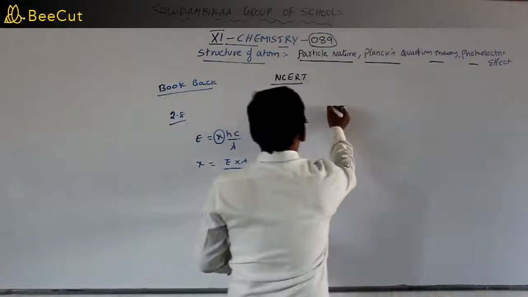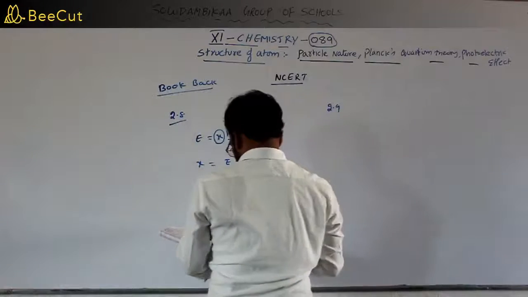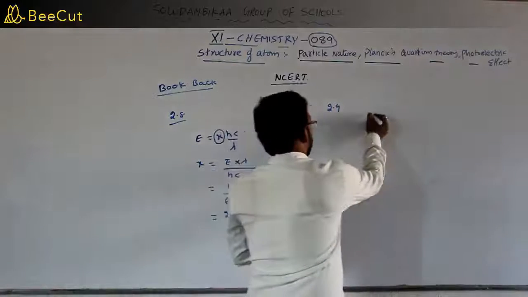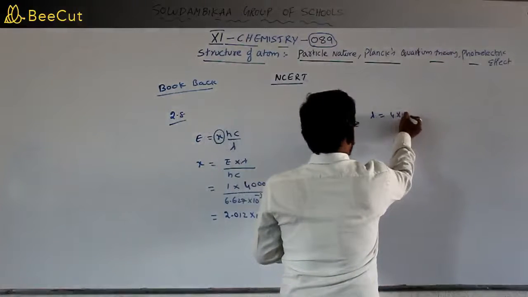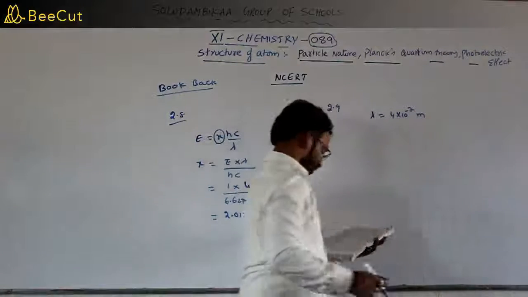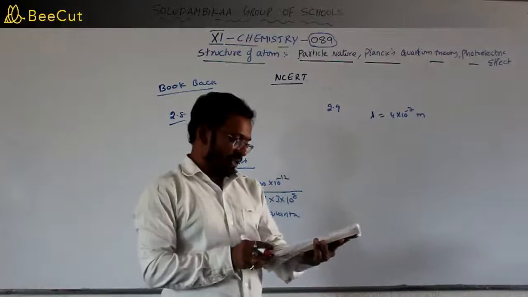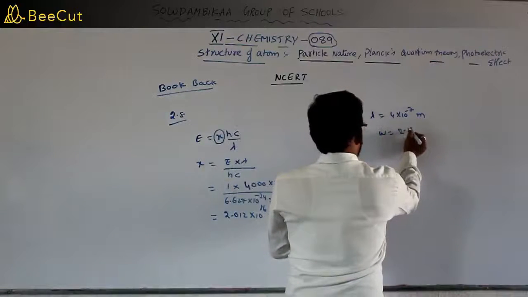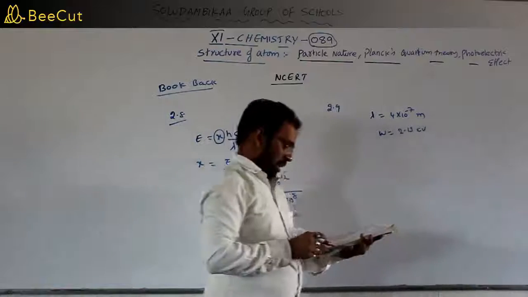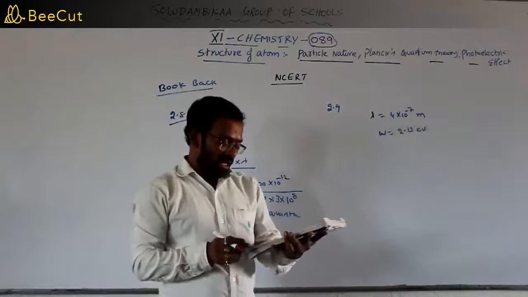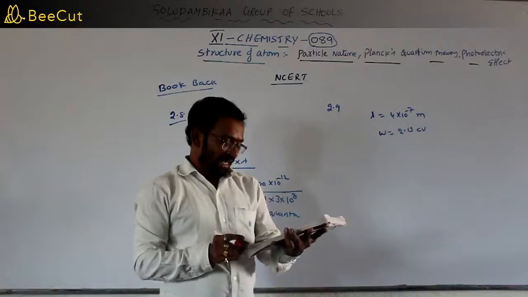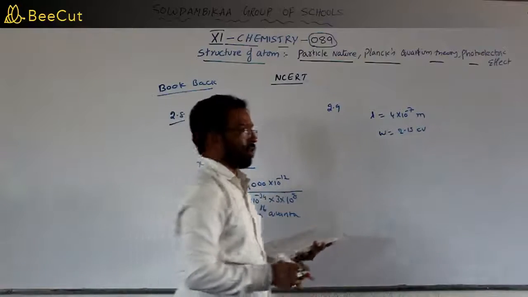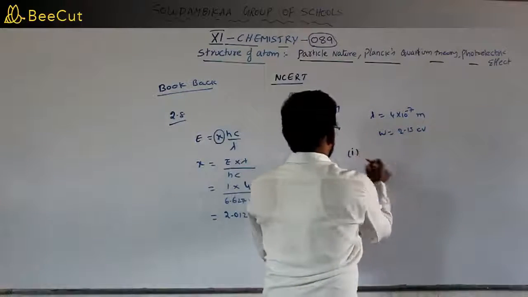Next, question number 2.9. A photon of wavelength 4 into 10 power minus 7 meters strikes a metal surface of work function W, given as 2.13 electron volt. Calculate the energy of photon in electron volt, the kinetic energy of emitted electron, and the velocity of photoelectron. So here 3 problems they asked at a time.